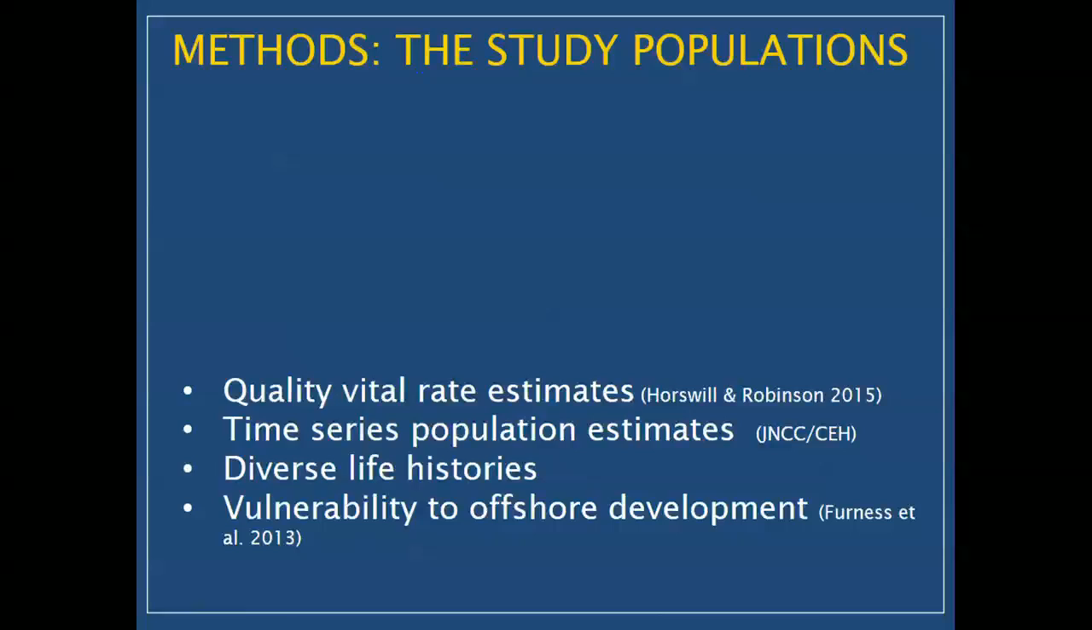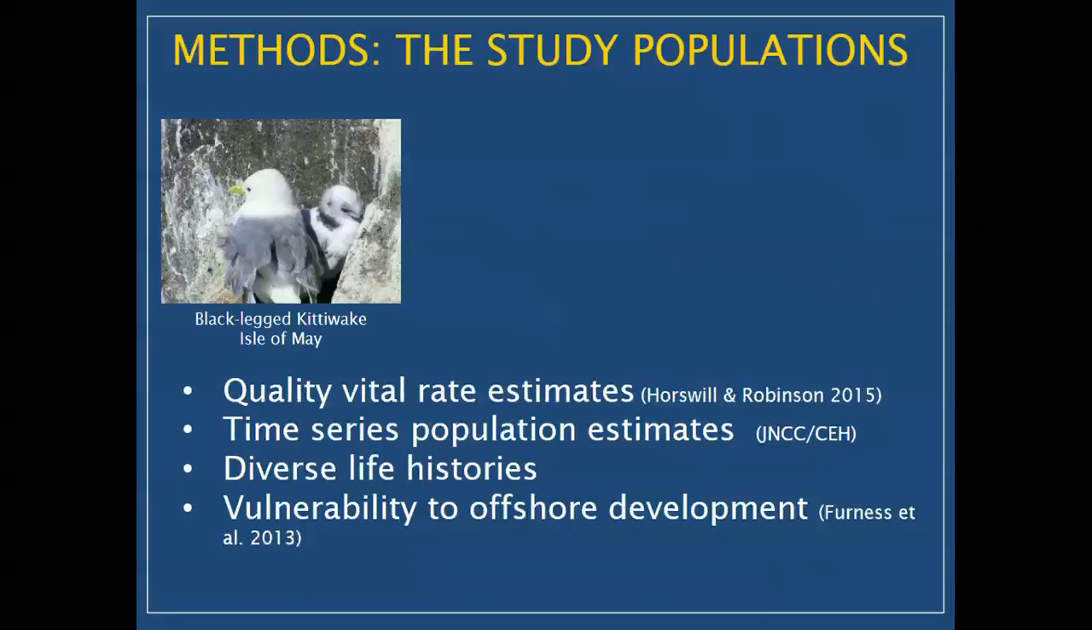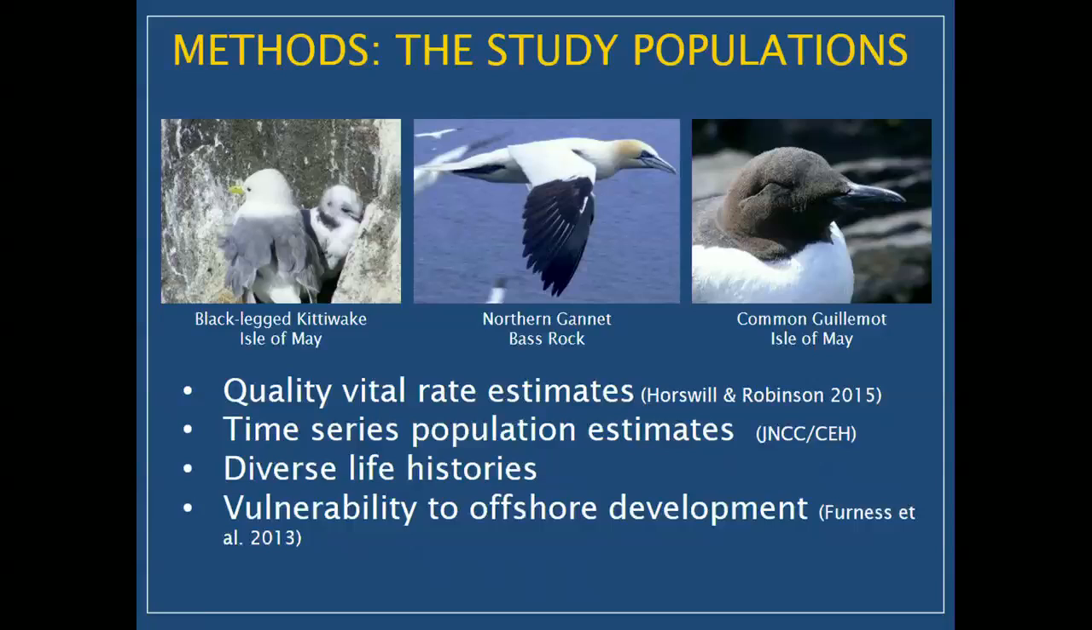So to which ends, I chose a black-legged kittiwake breeding population from the Isle of May, northern gannet breeding population from the Bass Rock, and common guillemot breeding population, again, from the Isle of May. So I had my study species and the data that I had for them also.